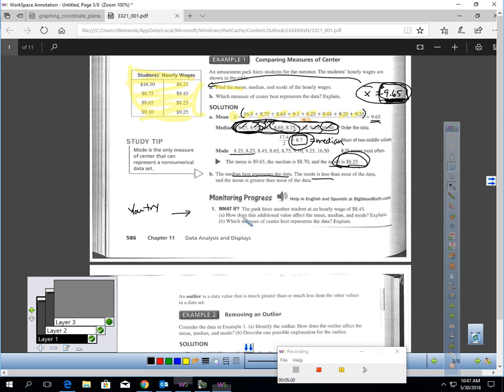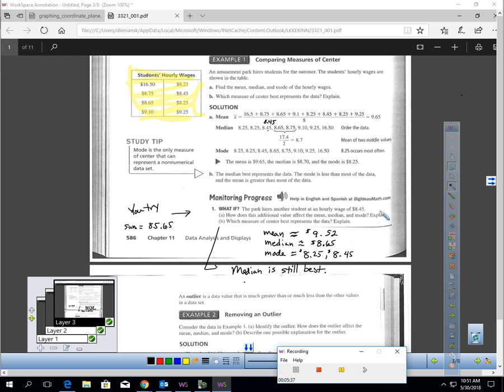I would like you to figure out how this affects the mean, median, and mode, and which measure of center would best represent the data. Pause the video and do that. Okay, and I'm back, and first of all, the mean of the data, when I recalculate with this new salary in there, is $9.52.